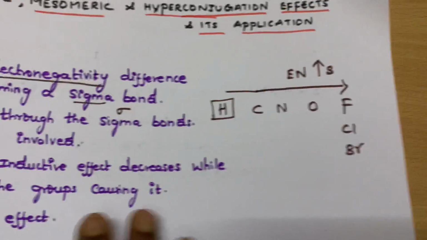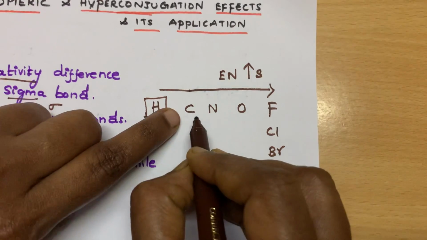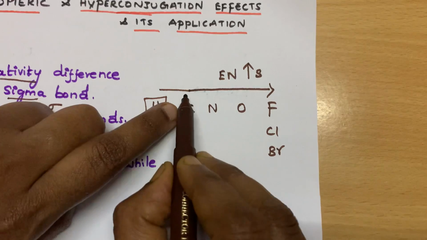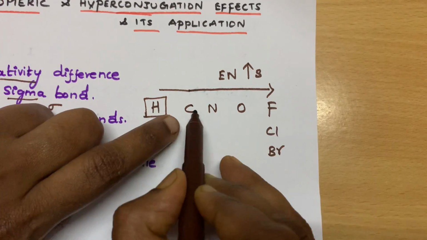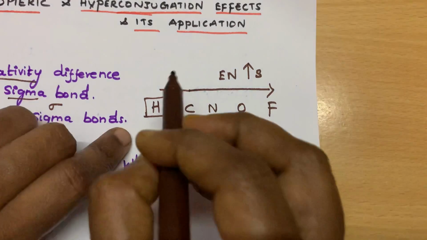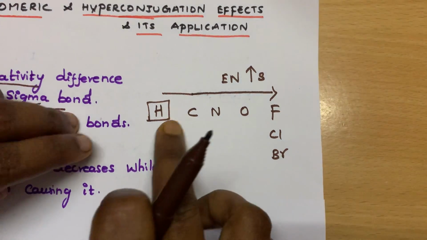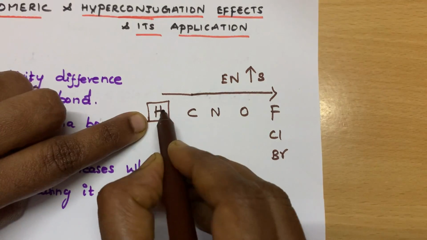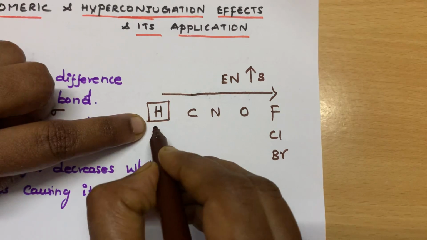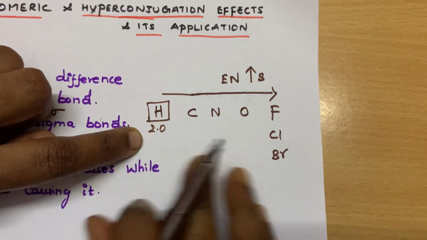Before going to this, you have to remember, in the periodic table, carbon, nitrogen, oxygen, fluorine, you know this series. When we move from carbon to fluorine, the electronegativity increases. Organic compounds or hydrocarbons are made of mostly carbon and hydrogen, so they have close electronegativity, but they have the least electronegativity values. Please remember this.